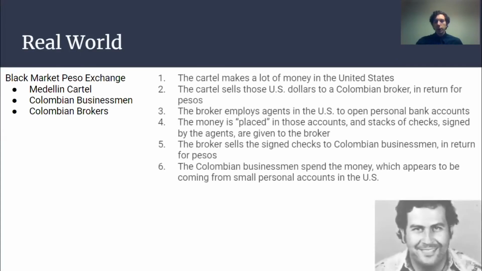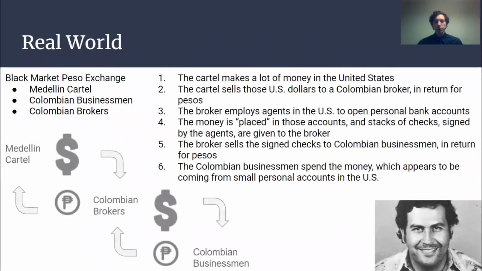So now that you've learned a little bit more about money laundering, I'm going to walk you through a real-world example. In this case, it's called the Black Market Peso Exchange, and it's a huge money laundering scheme that was created back in the 1980s by a guy named Pablo Escobar. It's a little complicated, but I'm going to walk you through it step by step.